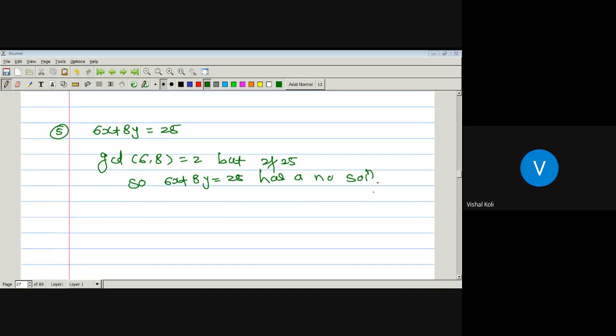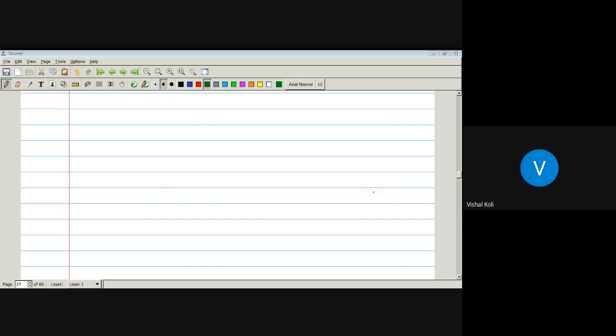Okay, so in this way we can check whether the given linear Diophantine equation has a solution or not. Now, if a solution exists, then we have to find out all the remaining solutions. Okay, so we will find out such examples.